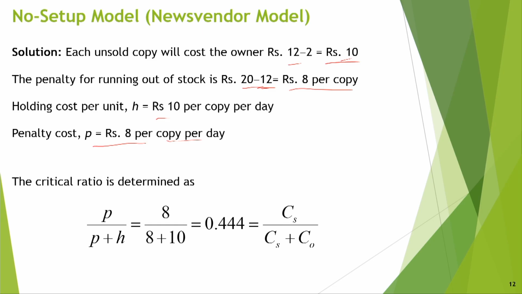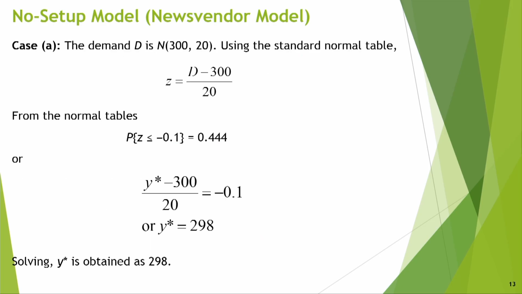So, the critical ratio we call, some books will say Cs by Cs plus Co, others will say P by P plus H, but basically both are the same thing. So, 8 divided by 8 plus 10 is equal to 0.44. So, we got that.